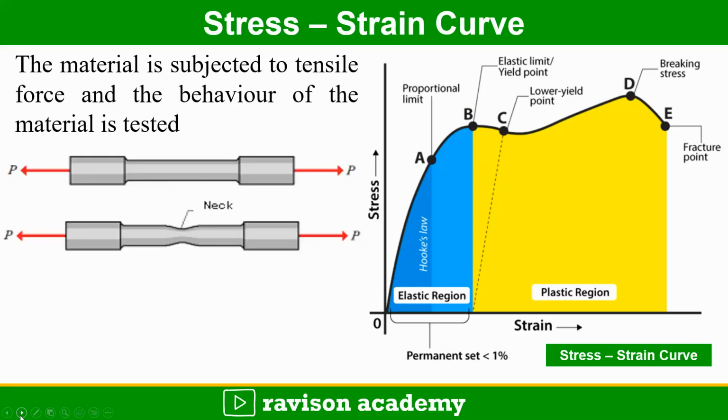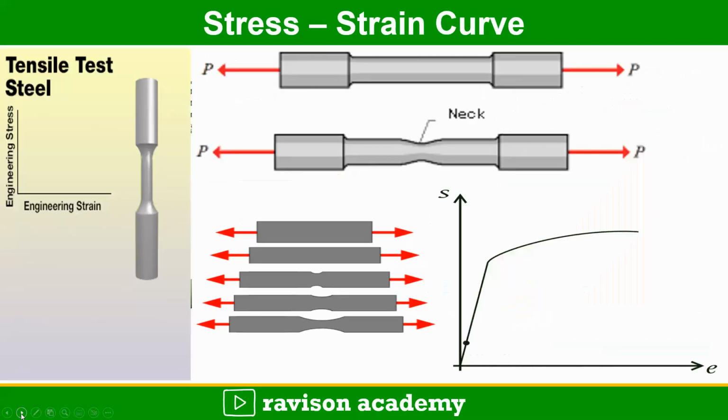Coming to the stress strain curve, to get the stress strain curve, you pull the material and the characteristics are recorded. We apply the tensile load, stress is increased, as a result of stress, strain is increased, and the plot between stress and strain is recorded. This curve is called the stress strain curve.